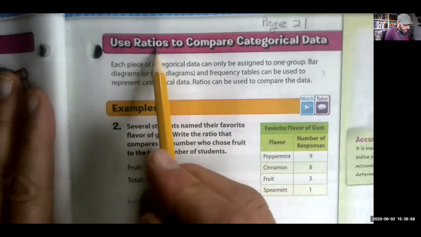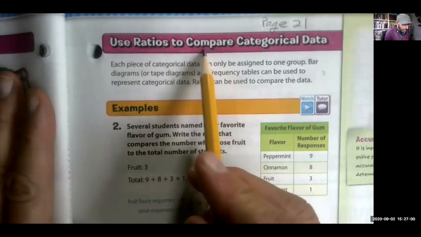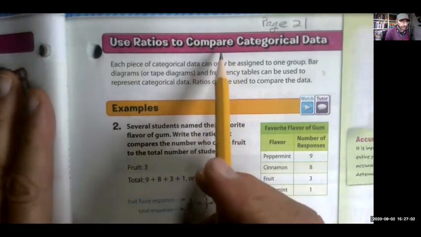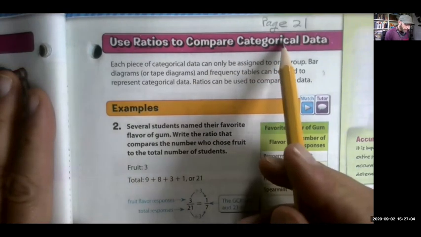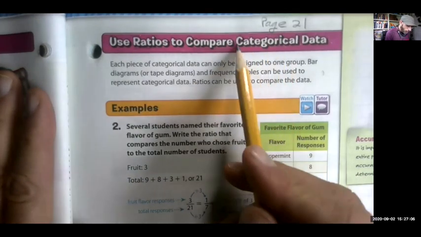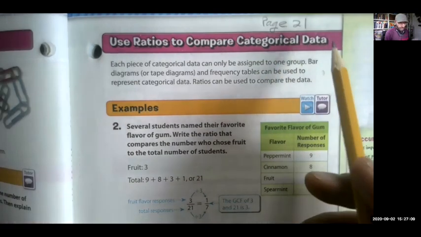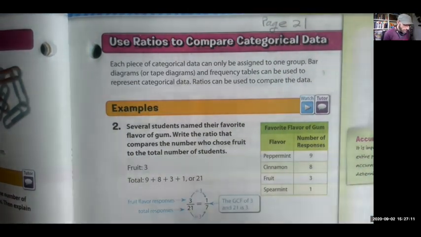We know what a ratio is, and we know comparing, right? Compare this to that. So you're looking at 2 different things. Categorical, you can see it has the word category in it. And data is just information. So it's just information about different things.